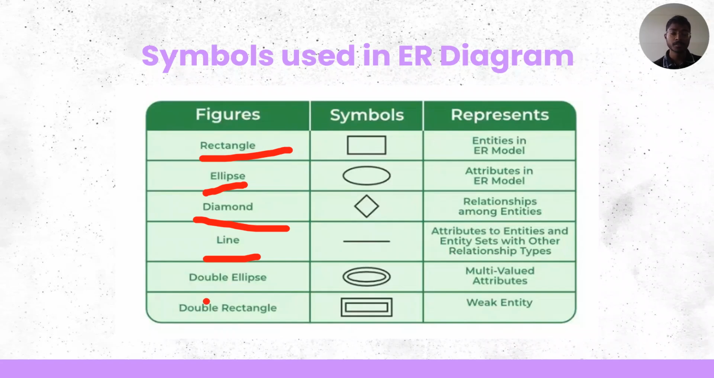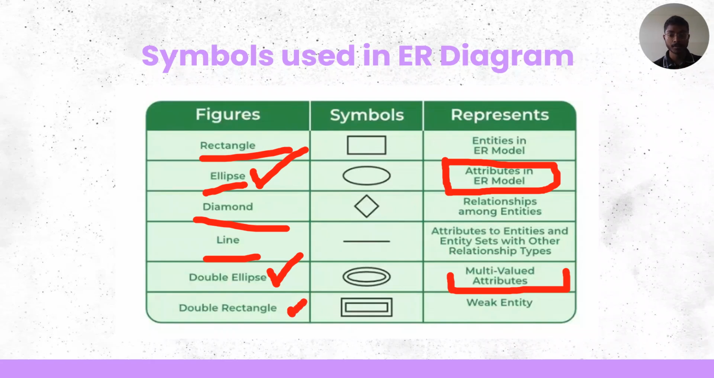Then we have the double ellipse. Double ellipses are used to showcase multi-valued attributes. You use a double ellipse only if you want to mention a multi-valued attribute, whereas if you are mentioning only a single attribute, you can use a normal ellipse. Both are helpful in making the ER diagram, but there is a slight difference. That is what we are talking about.